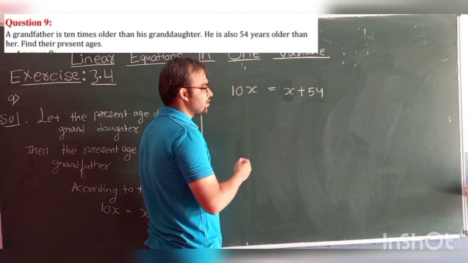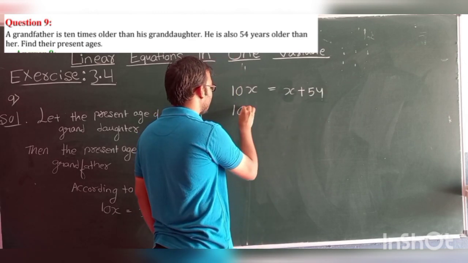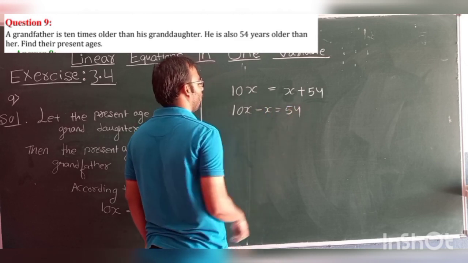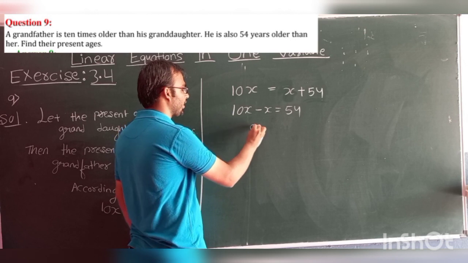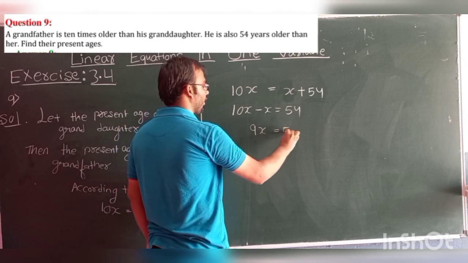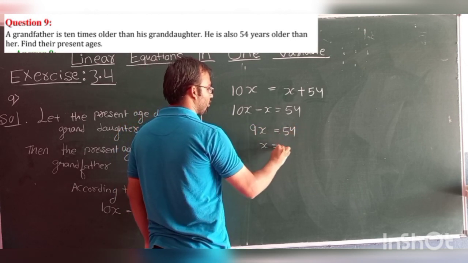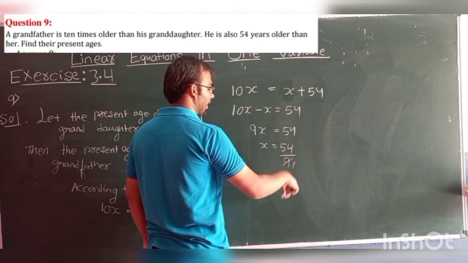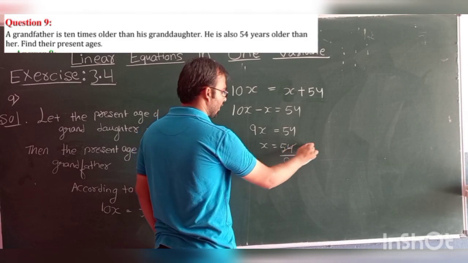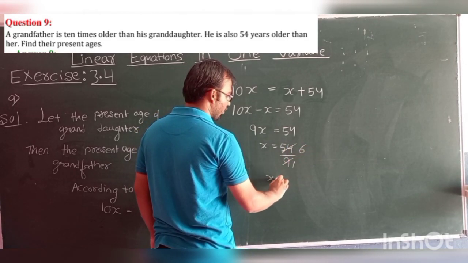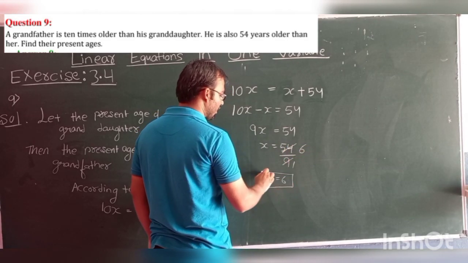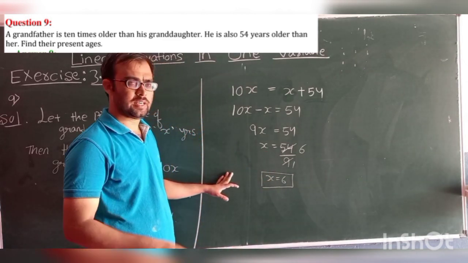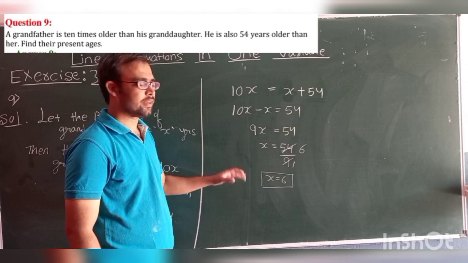Students, now transpose x towards the left side, that is 10x minus x will be 54. 10x minus x is what? 9x equals 54. x equals 54 by 9. 9 ones are 9, 9 sixes are 54. So what have we got, friends? We have got the value of x as 6. And now what do we need to find? We need to find the ages of granddaughter and grandfather.